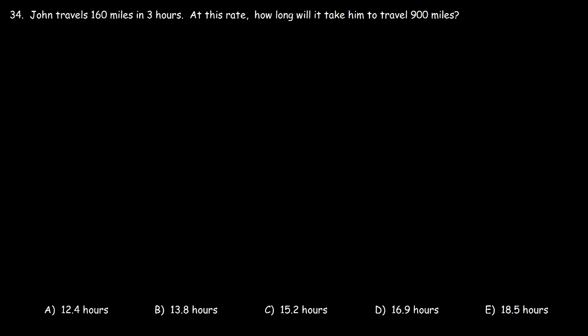34. John travels 160 miles in 3 hours. At this rate, how long will it take him to travel 900 miles? So once again, we have another distance, rate, time problem. So D is equal to RT. Now, what we know about this problem is that the rate, or the average speed, is the same for the first part and for the second part.